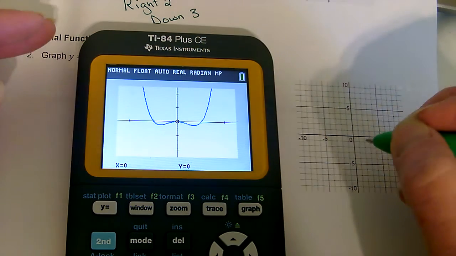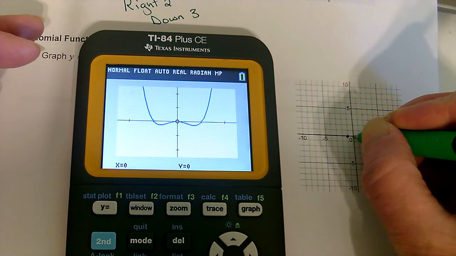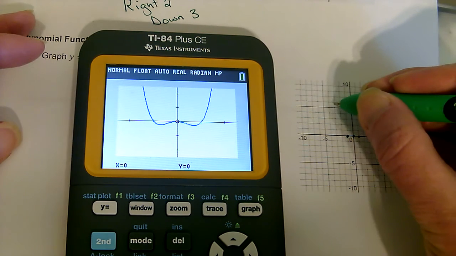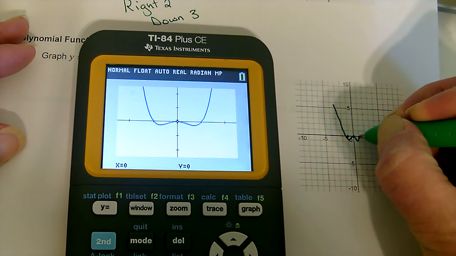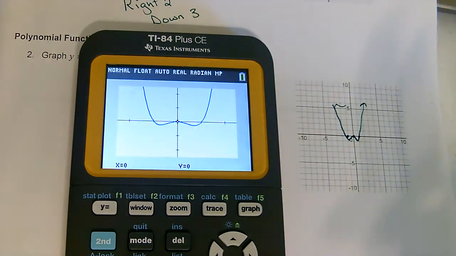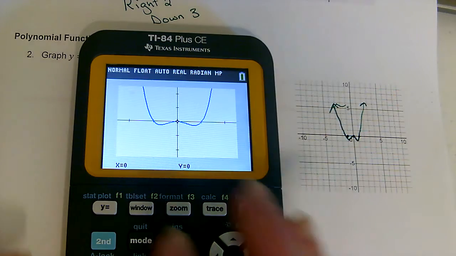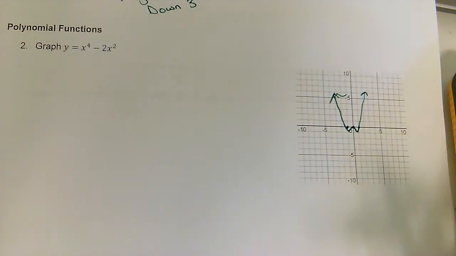I can see that it's crossing the x-axis at -1. It's hitting at 0, and then it's turning around again at 1. So I've got this behavior of it doing this, this, and this. So I'm not getting exact on this. I just want you to see that behavior. And know that you want to kind of zoom in when you want to see more.